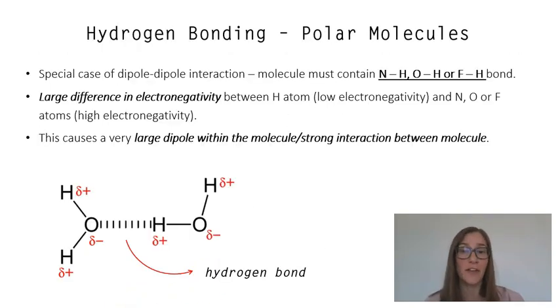The last type of secondary bond is a hydrogen bond. Now these are really just a special case of a dipole-dipole interaction where the molecule must contain a nitrogen-hydrogen, oxygen-hydrogen, or fluorine-hydrogen bond. There is a really large difference in electronegativity between the hydrogen atom and a nitrogen, oxygen, or fluorine atom. This causes a very large dipole within the molecule and therefore a very strong interaction between the molecules.